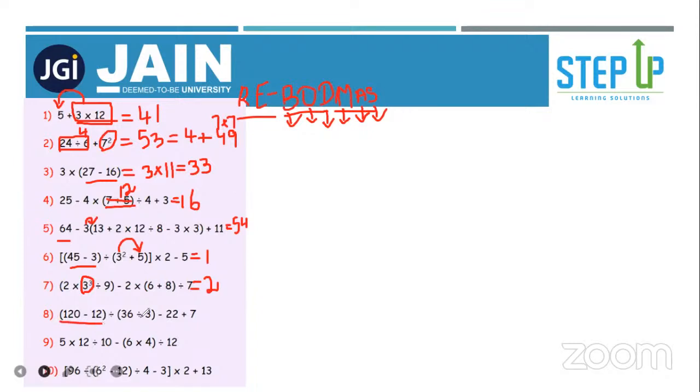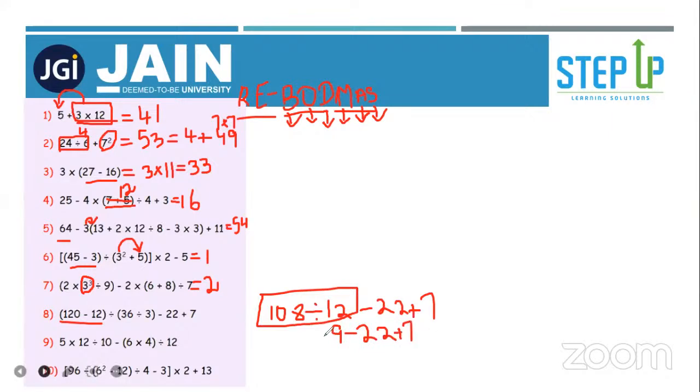Look, Senate. 120 minus 12 is 108, divided by 36 divided by 3 is 12. Minus 22 plus 7. If I divide these both, I will get 9. Then minus 22 plus 7: first I can add it, 16. 16 minus 22 equals minus 6. Got it?